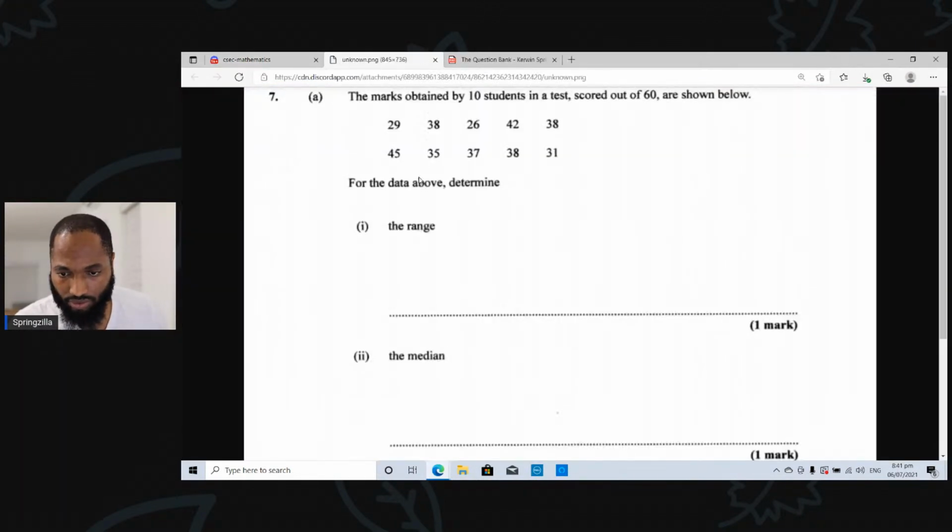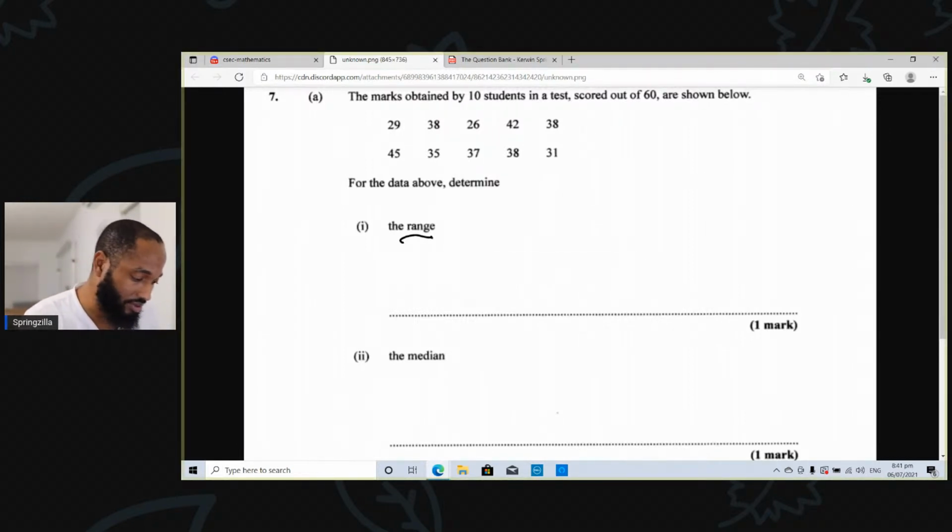Let's see this one. Find the range and the median. The marks obtained by 10 students in a test score out of 60 are shown below. For the data above, determine the range. Range is always the highest minus the lowest. So when they say range, like range by itself, lowest to the highest. So the range is 45 minus 26. That's 19. Hopefully, right? 19.